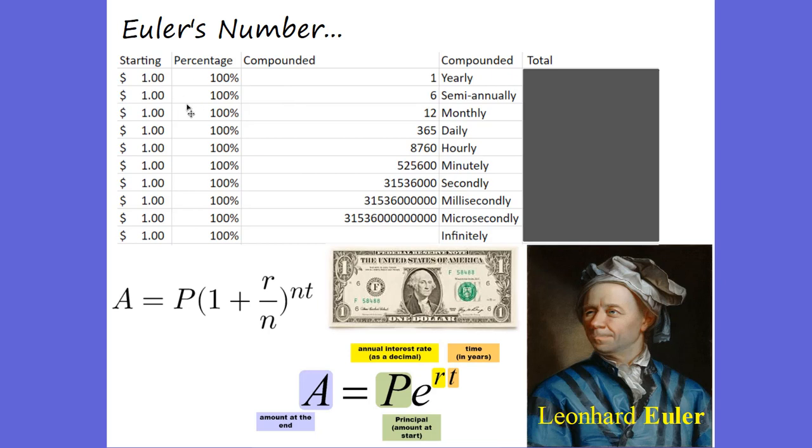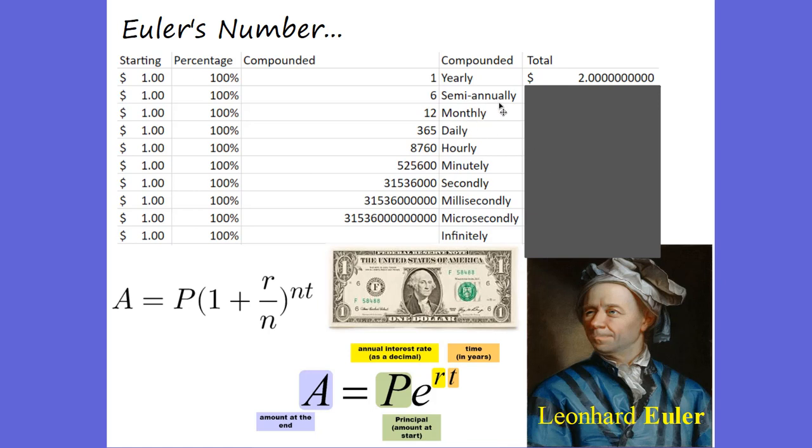And so let's say we start with $1, and we're going to get a 100% bonus on it, 100% compounding. And let's say it's compounded just once in 1 year. Obviously, if you get 100%, you're going to end up with $2 at the end of the year.